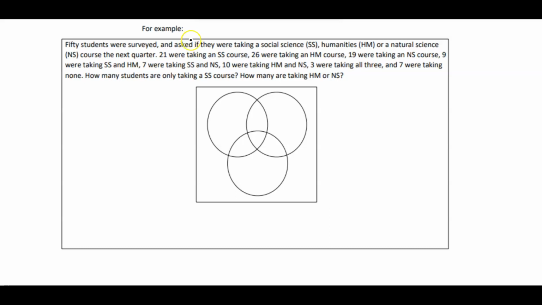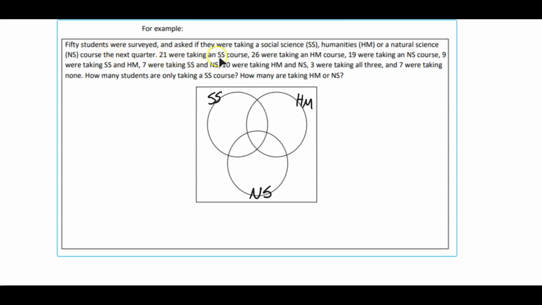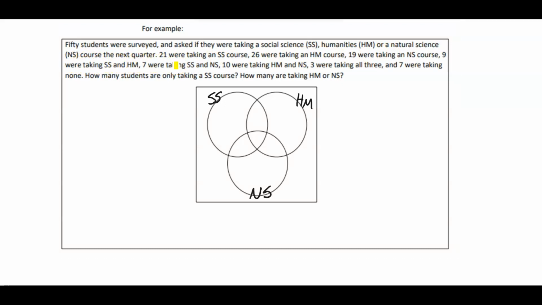So first off, 50 students were surveyed and asked if they were taking a social science. So one of the circles will be social science, SS, humanities, that'll be HM, or natural science, NS. So we have our three circles labeled. And then they say 21 were taking an SS course, 26 an HM, 19 an NS. So they have a lot of data. And usually they list, and you want to find where to start.